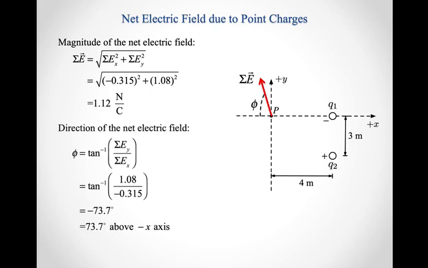And then again, if I want the direction, I can define an angle phi. Again, I've defined it relative to the x-axis, so I want y component over x component inside my inverse tangent. So I've got the inverse tangent of 1.08 over negative 0.315. My calculator says that's negative 73.7 degrees, and so all I'm going to do is translate that to be 73.7 degrees above the negative x-axis.